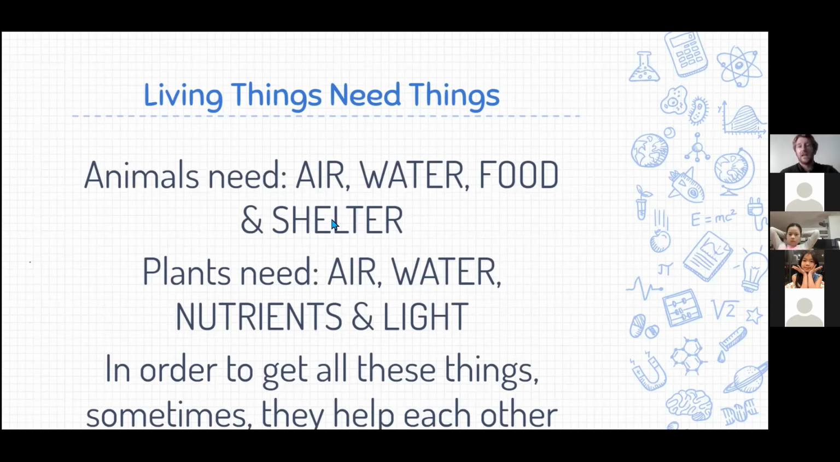Plants need air, water, nutrients, and light. Some plants need to grow on other plants in order to get sunlight. Remember, we looked at the rainforest and we said that we have vines. Vines will grow up the outside of other plants in order to get sunlight. These are ways in which living things need each other in order to survive.